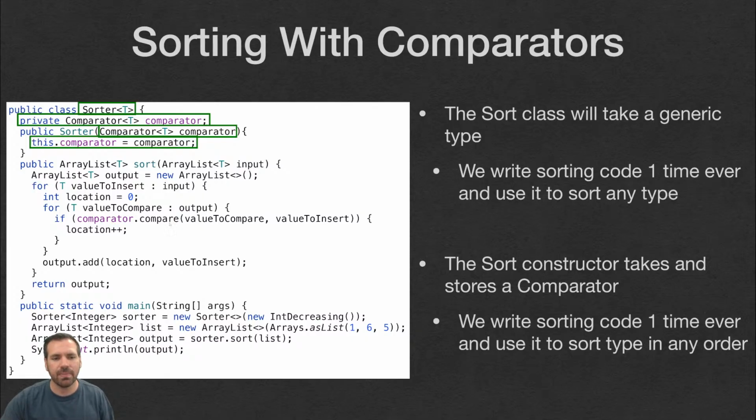So I can call this method through a comparator of type comparator of T and give it 2 T's and compare them. I don't know what comparator is doing, and I don't know what T is, but this code will work. Then when I want to use this code, I'm going to create an array list of T, in this case integers, grab a comparator of T, in this case int decreasing, which, I'm getting ahead of my slides here.